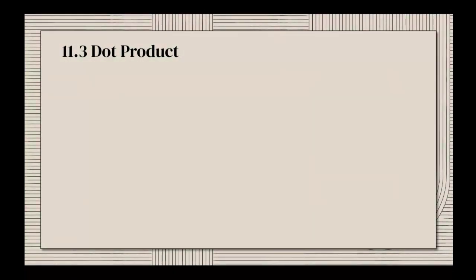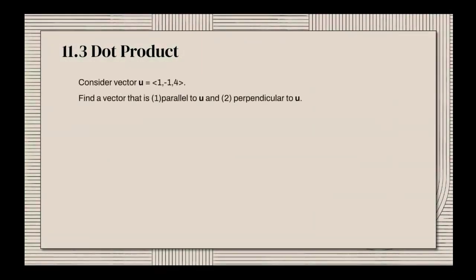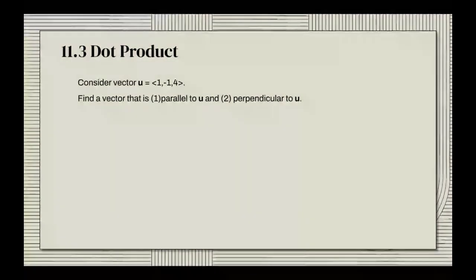So here is a sample problem about dot products. Consider a vector u as being (1, -1, 4). Find a vector that is parallel to u and also perpendicular to u. So how would we find a vector that is parallel to u? Any ideas?